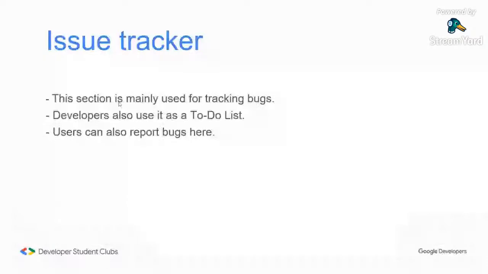So users can report bugs here, and developers also use it as a to-do list, which means that, as I said earlier, an open source project is not maintained by just one person. There will be many, right? So, for example, consider that one of the maintainers who works on the backend wants a feature update in the front end. So he will assign a task or an issue to a maintainer who will be working on the front end. That we can do through the issue tracker.